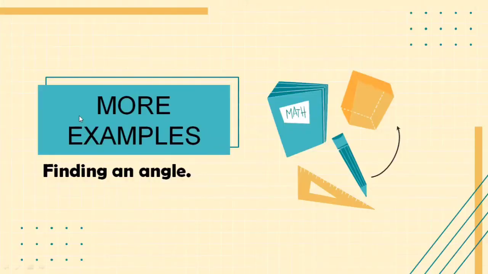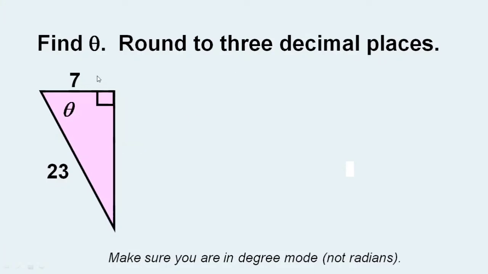Now, we're going to find an angle. So find theta, round to 3 decimal places. Make sure you are in degree mode and not radians when using your calculator. So this time we're going to find an angle, which is our theta. We have our given sides, which are our adjacent side and our hypotenuse, so we will be using our trigonometric function cosine, right? So cosine theta is equal to adjacent side divided by hypotenuse, which is 7 divided by 23.